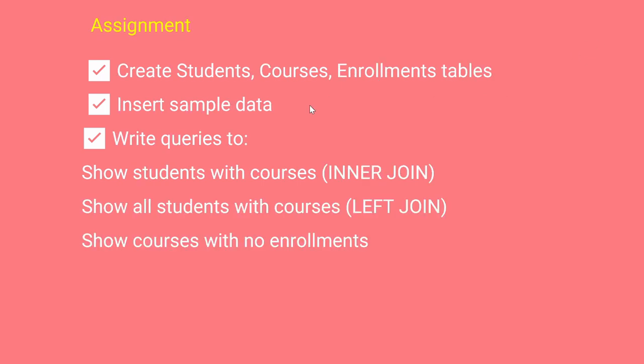Your assignment: create students, courses, and enrollments tables. Insert sample data, then write queries to show students with courses using inner join, all students with courses using left join, and courses with no enrollments.